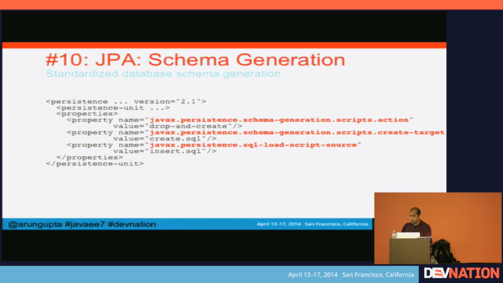So in this case, for example, I'm saying scripts.action is drop-and-create. So every time the application is deployed, you drop the tables and create the tables again. Here I'm saying scripts.create-target is create.sql.